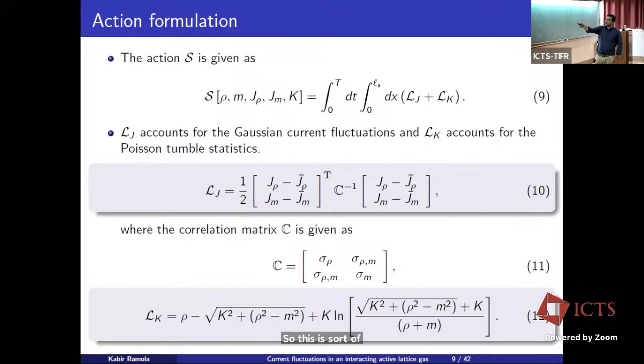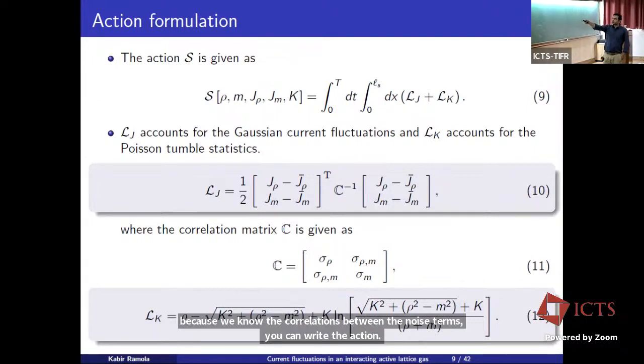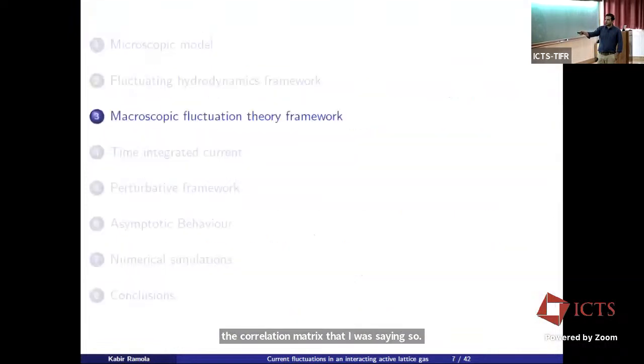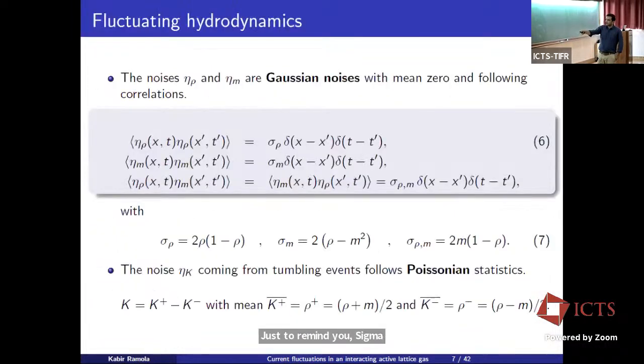This will be the action to observe a history of fields: density, magnetization, and current fields. And because we know the correlations between the noise terms, you can write the action. It can be written in two parts. One of them is for the fluctuations, and another one is for that non-conservative noise that I was talking about. So the Gaussian fluctuations are simply related by the correlation matrix that I was saying.